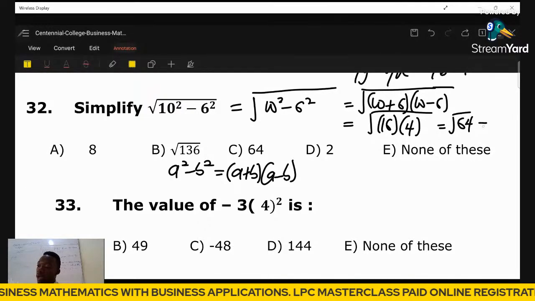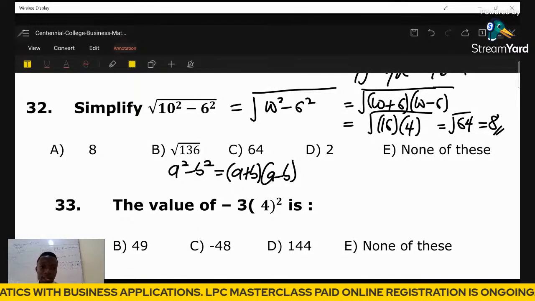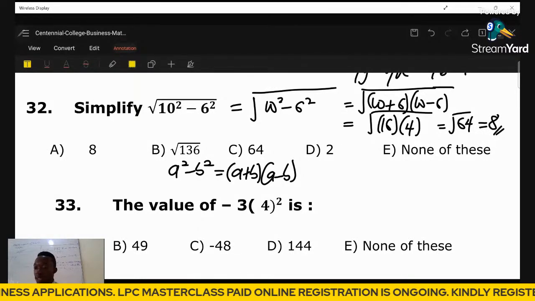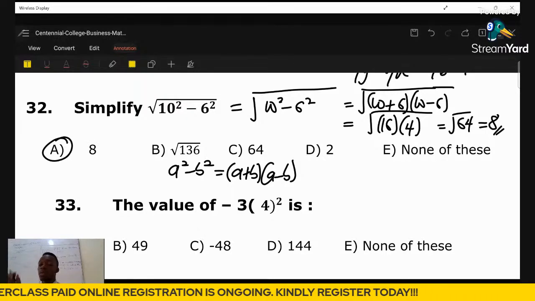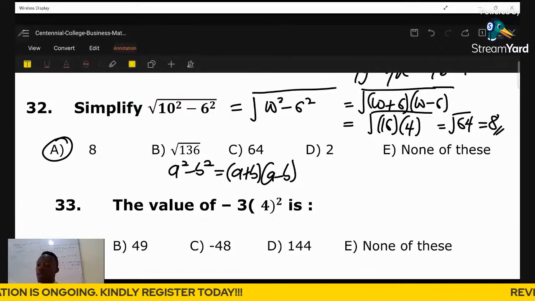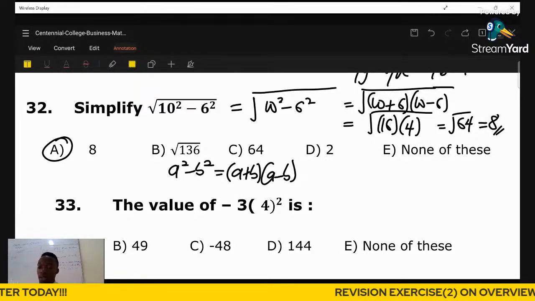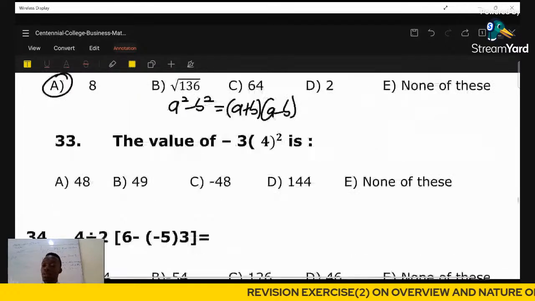So what is the square root of 64? We are getting 8. And that's going to give us option A. Or better still, 10 square is 100, 6 square is 36. So we take the difference between the two, we are getting 64, and then the square root, we are getting 8. It's the same thing actually. So let's take note of that.